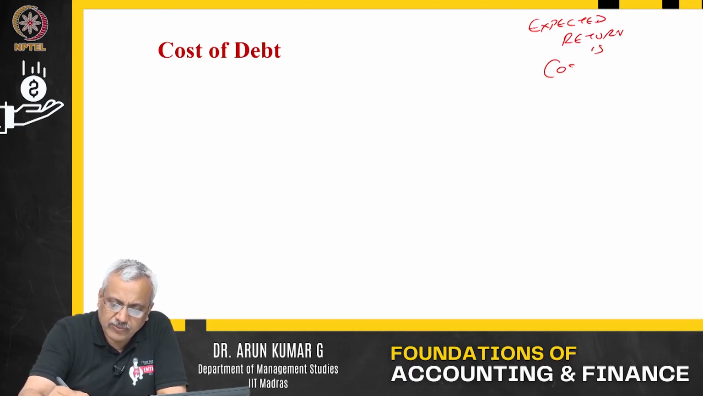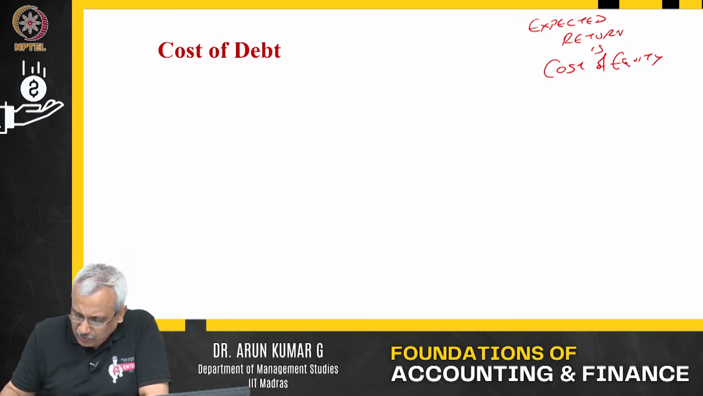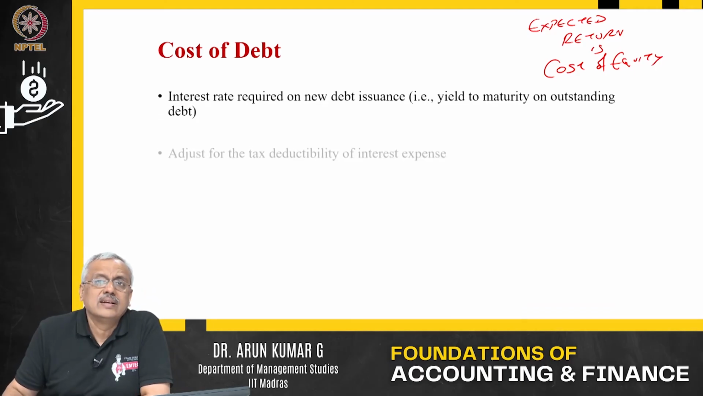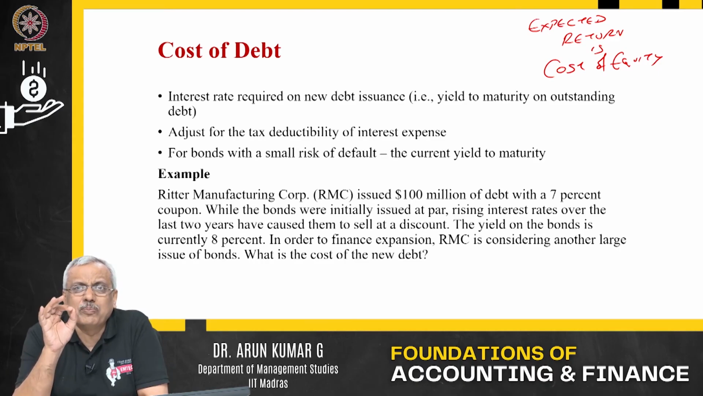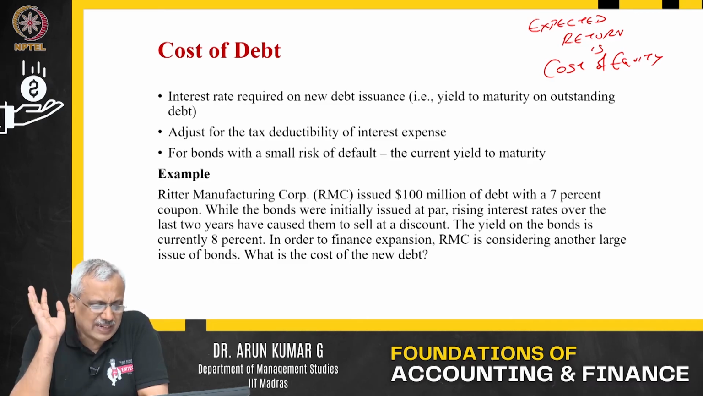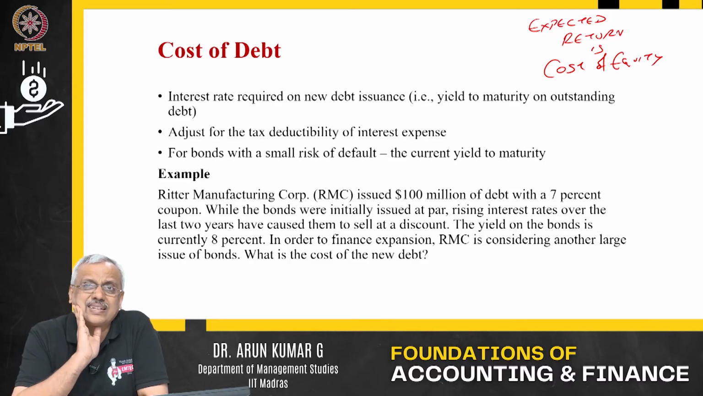Is cost of equity. Let me keep this in a corner. Now we come to what is called the cost of debt. Cost of debt is nothing but the interest that you pay. Interest you pay, that is all. Interest rate required on a new debt issuance. If there is a new debt, the interest rate that you have to pay is basically what we call the cost of debt.